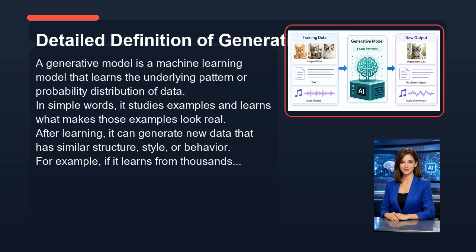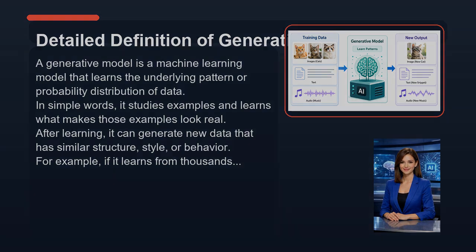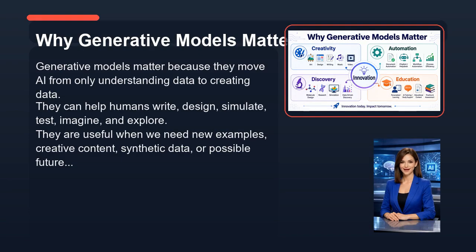The important point is that generative models do not simply copy; they learn patterns and use those patterns to create new outputs. Now let's look at why generative models matter. Generative models matter because they move AI from only understanding data to creating data. They can help humans write, design, simulate, test, imagine, and explore. They are useful when we need new examples, creative content, synthetic data, or possible future scenarios.